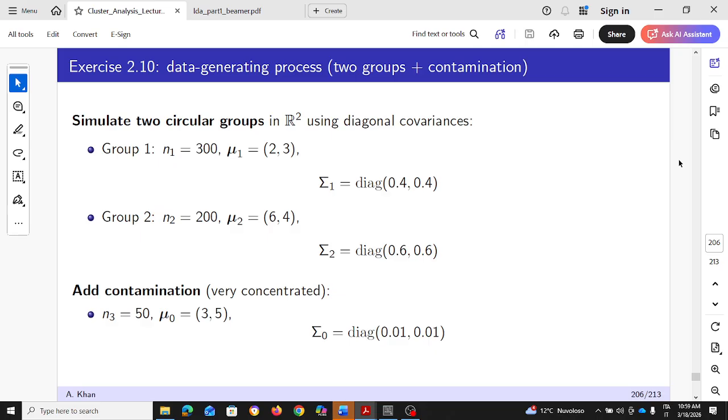Exercise 2.10 in your book. We create two groups. Group number 1 this way, covariance is like this. Group number 2 this way. So we have these two groups. Now we want to add some contaminated data to them. So we have group 1, group 2, and then we add some random data in between them, which is this.